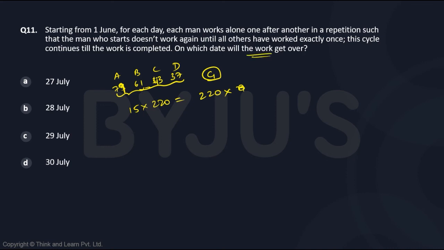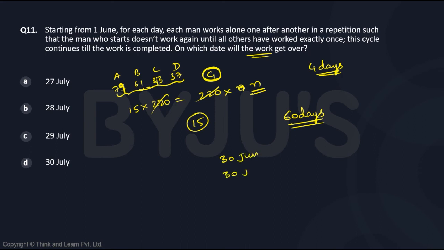On which day will the work get over? So 220 into the number of cycles, because 220 and 220 get cancelled, the number of cycles is 15, but each cycle is 4 days. Each cycle is 4 days, so 15 cycles is totally 60 days. So you have 30 days of June and 30 days of July. On the 30th day of July, the work will get completed. So that is option D.